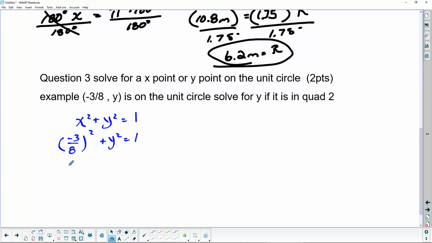So this is 9 over 64. Remember that negative 3 times negative 3 is still 9. So all we have to do is change this 1 to 64 over 64 so that we could do some fraction subtraction. So we're going to subtract 9 over 64 from this side.